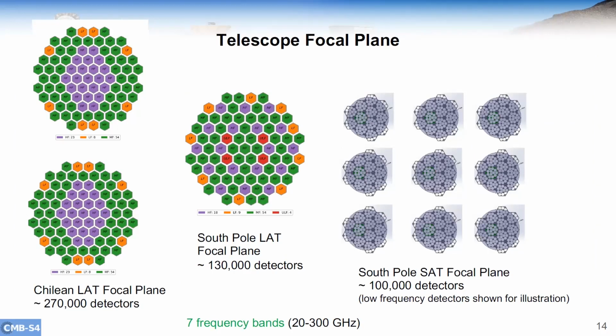The focal plane, again, we're talking about half a million detectors over a broad range of frequencies, color-coded here. And again, you're talking about 100,000 detectors just in the small aperture telescopes. So again, we're mapping over these many frequency bands in order to be able to robustly remove the foreground signatures.